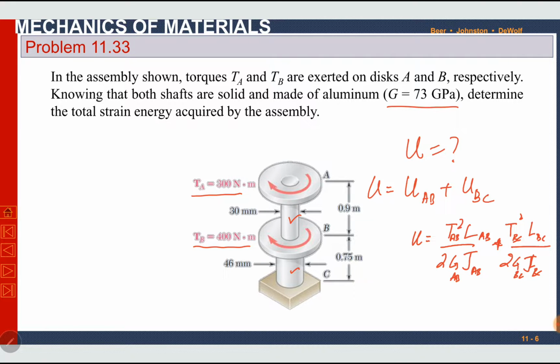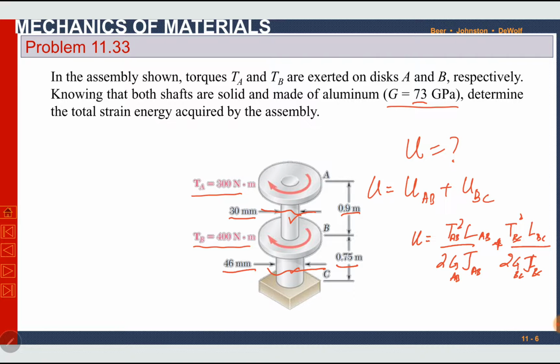Okay. Length for both the sections are given, 0.75 and 0.9. J can be calculated from diameters. Diameters are given, 30 mm and 46 mm. G is given, it is same for both, 73. Only torque is left. We have to section this assembly between BC and between AB to calculate torques separately.